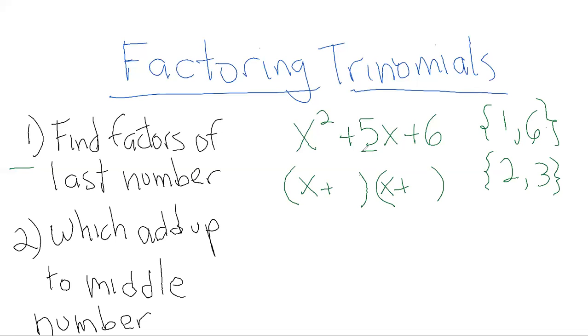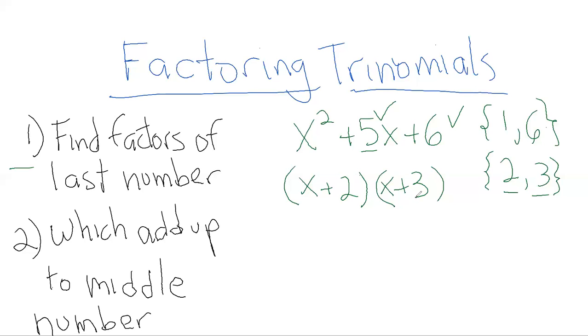So is 6 plus 1 5? No. Let's check the second pair. 2 and 3. 2 times 3 is 6, and 2 plus 3 is 5. So we solve the puzzle. So my binomial, or my factored trinomial, is x plus 2 times x plus 3.